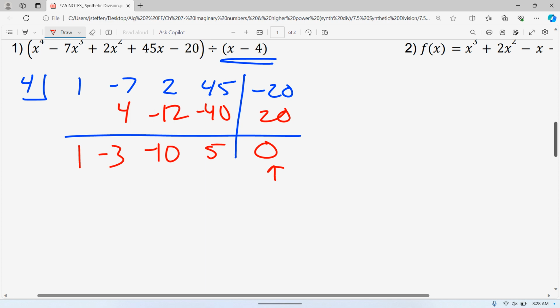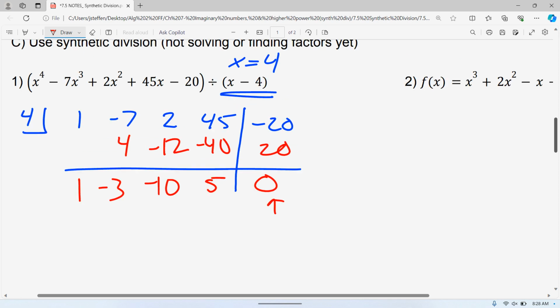You just get a bunch of numbers. Now again, that's not your answer, but if you look back at what we're actually trying to find, we are taking this polynomial divided by this binomial. What does that leave us with? Well, it leaves us with this string of numbers. We turn this into something we can use: each one of these goes with one of your exponents.